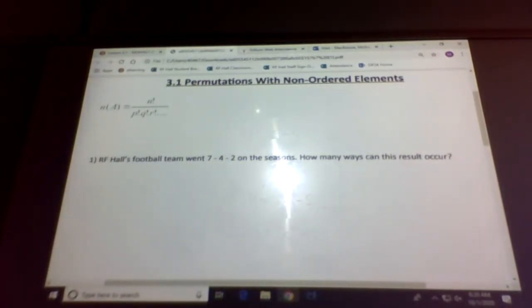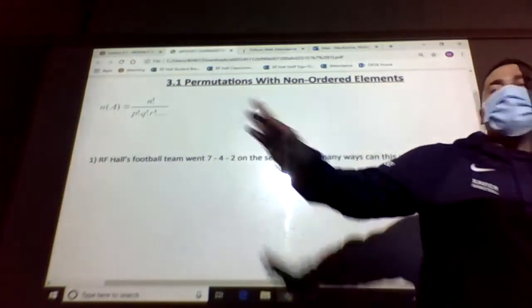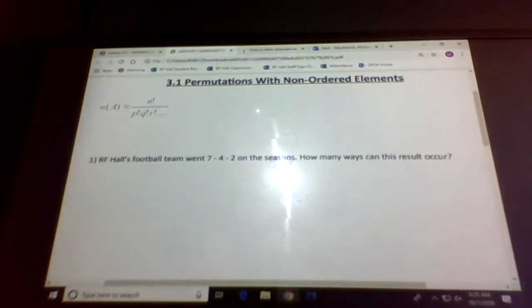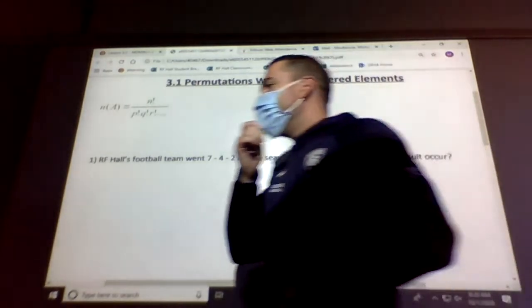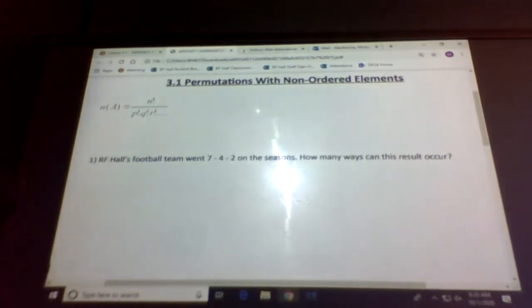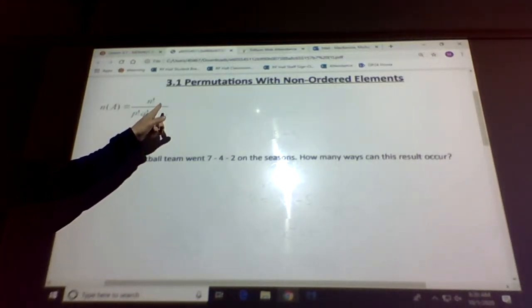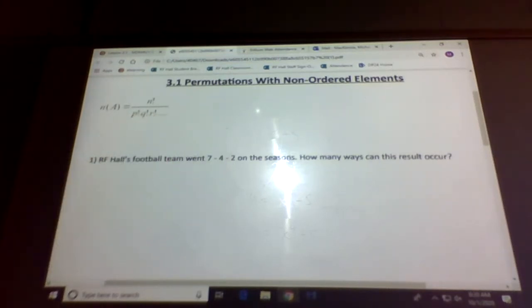Okay, permutations with non-ordered elements. So we have a formula here, n factorial. Remember, n factorial is when we have, say, 10 items and we want to arrange them in a row. So we do 10 factorial, okay? The new formula here is n factorial over p factorial, q factorial, r factorial, and so on. These letters could be anything, okay?